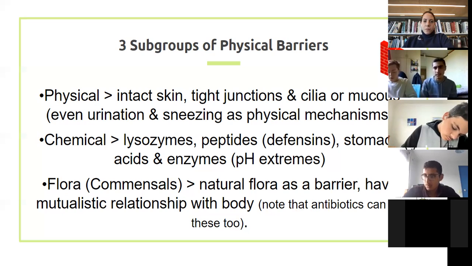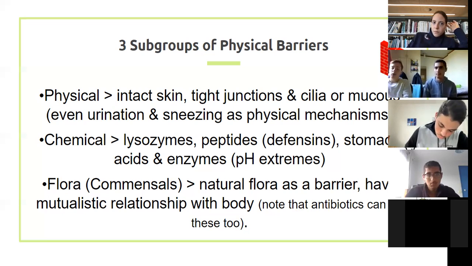Then you've got the chemical element, which is things that will chemically destroy the bacteria or the viruses, like with different lysosomes and peptides. So that's things like the stomach acid and all the different enzymes we have. They are the techniques we use to defend chemically. And the final one is something quite interesting.